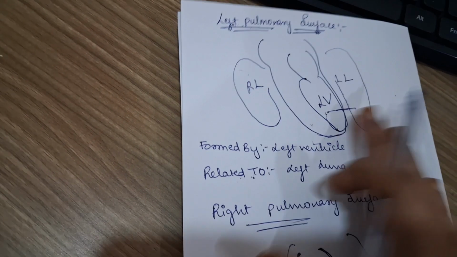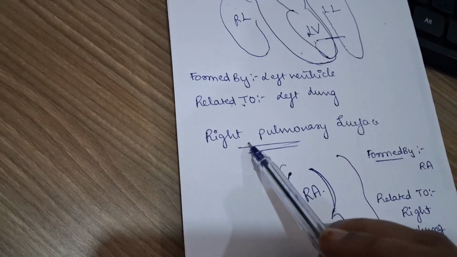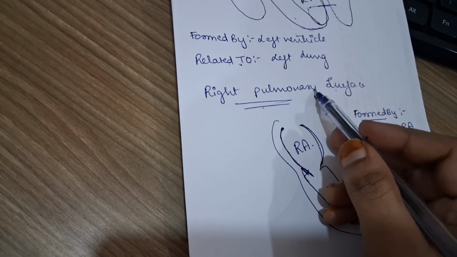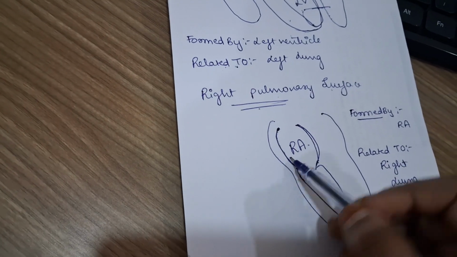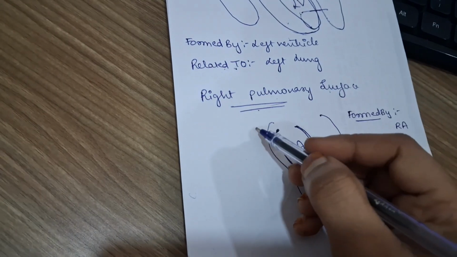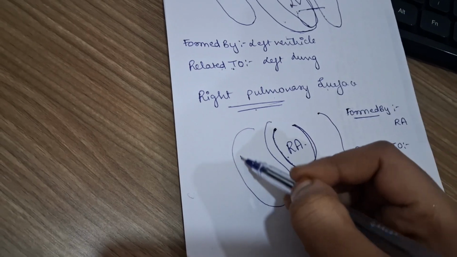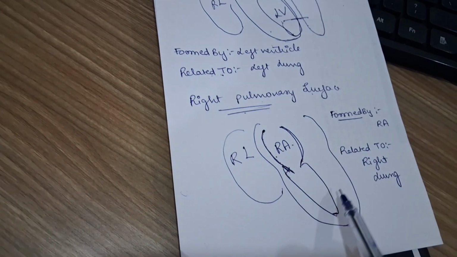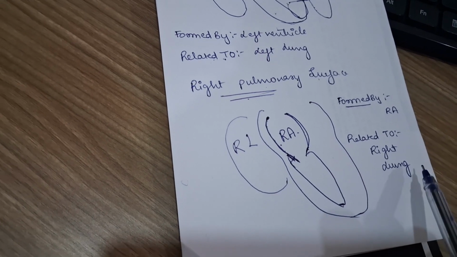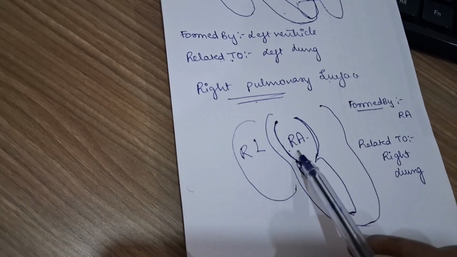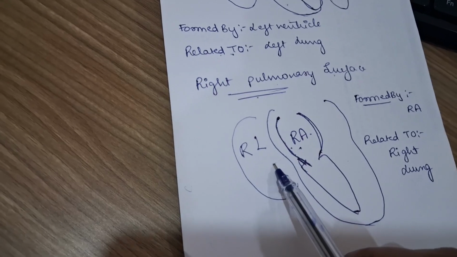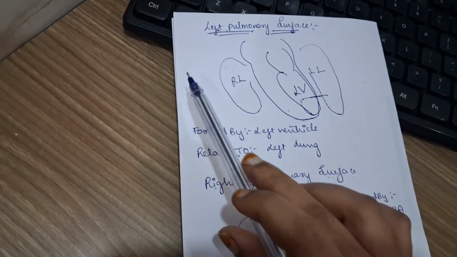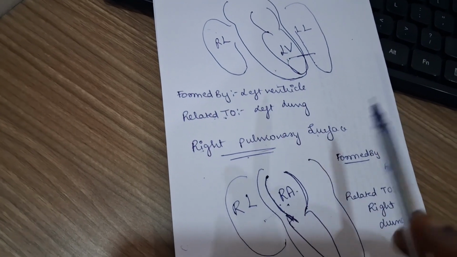Simple. And next we will find the right pulmonary surface. The right pulmonary surface is mainly formed by the right atrium, the right surface. So here there will be the right lung. So it is mainly related to the right lung. Simple. Formed by the right atrium, related to the right lung. Pulmonary means lung. So we finished the left pulmonary surface and right pulmonary surface.